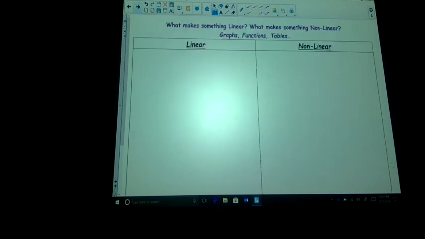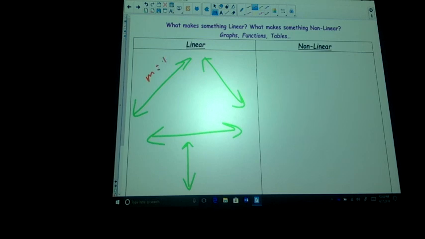All right, what makes something linear? So that's linear, that's linear, that's linear, and even that's linear. So you have a slope that's positive, a slope that's negative, a slope that's 0, and then you have a slope that's undefined. Okay? So that's a 0 with a slash through the top of it.